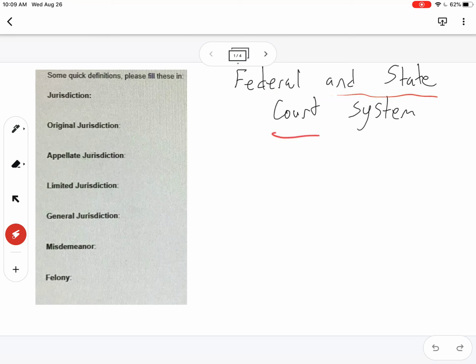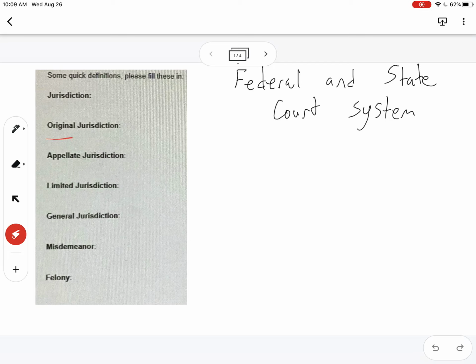Today we're going to be talking about the federal and state court system. Before we get into that though, we need to go over a few definitions first. So the first one is jurisdiction. Jurisdiction is the official power to make legal decisions and judgments.